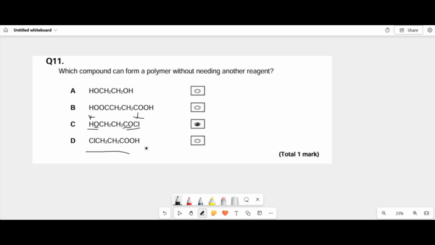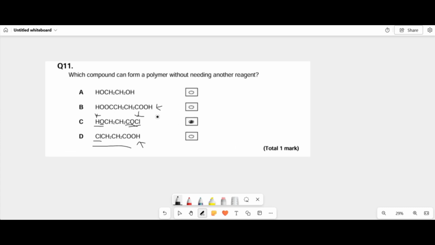You can't do it with D because you've got carboxylic acid and you just got Cl. Cl is not as reactive on its own as acyl chloride, which is COCl, yeah? You also just know that from the mechanisms. You could also say B as well, because that's going to form a cyclic anhydride or polymer anhydride, but I don't think they expect you to know that at A level. I think that's beyond that.